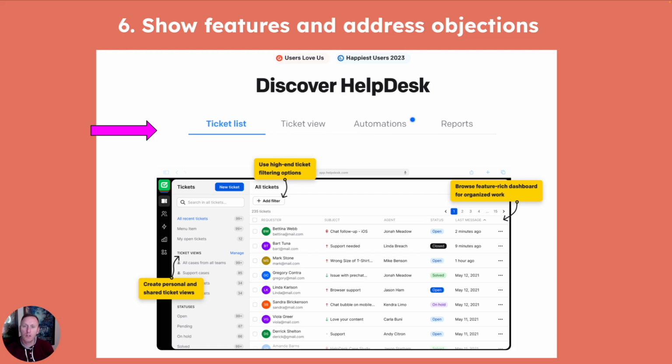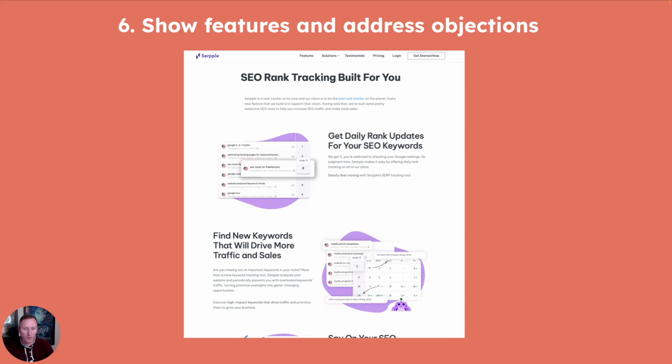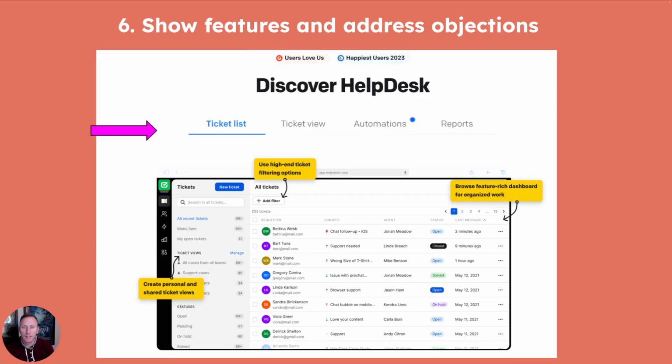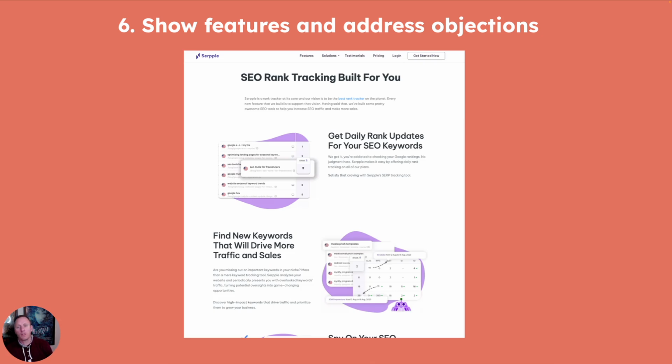Number 6, show features and address objections. So, and this is, again, I've seen different ways that this is done, and you can test all of these things, but this one, it's got the little tabs up top, and you can kind of toggle between each different thing. And then they're kind of highlighting where the special features are on all of that. So that's one way to do this. Another way is just kind of the toggled diagonal down the page, one feature.